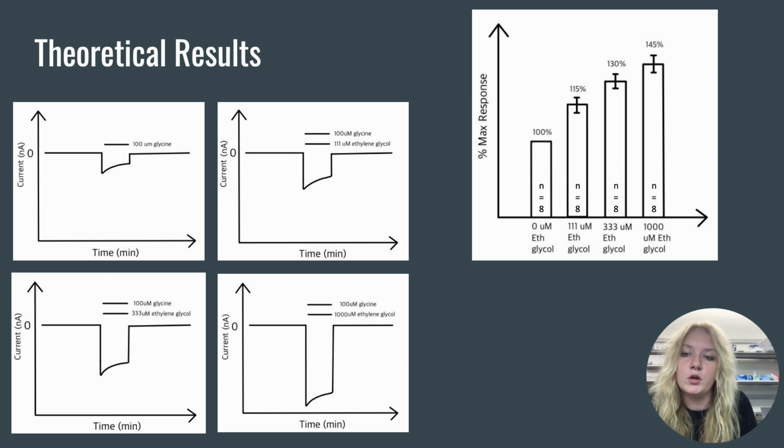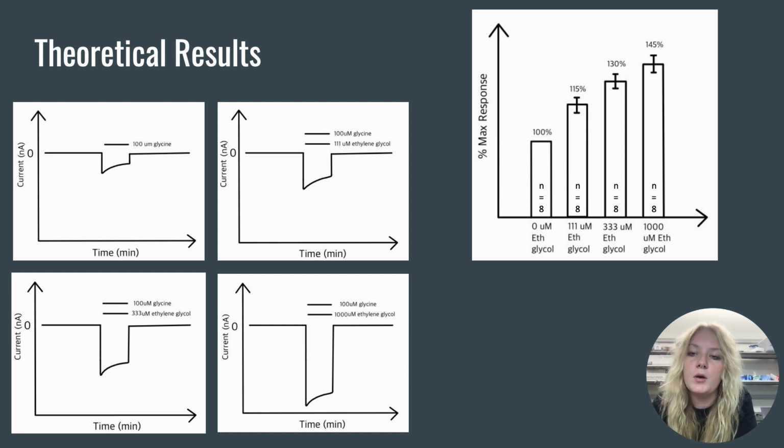When oocytes are perfused with a basic salt solution, they form a baseline level of current flowing across their membrane, as is shown by the 0 level on the y-axis here. Upon exposure to 100 micromolar glycine, a sharp increase in inward current is seen. This inward current will return back to baseline when the cells are no longer exposed to glycine and glycine molecules are no longer bound to the receptor.